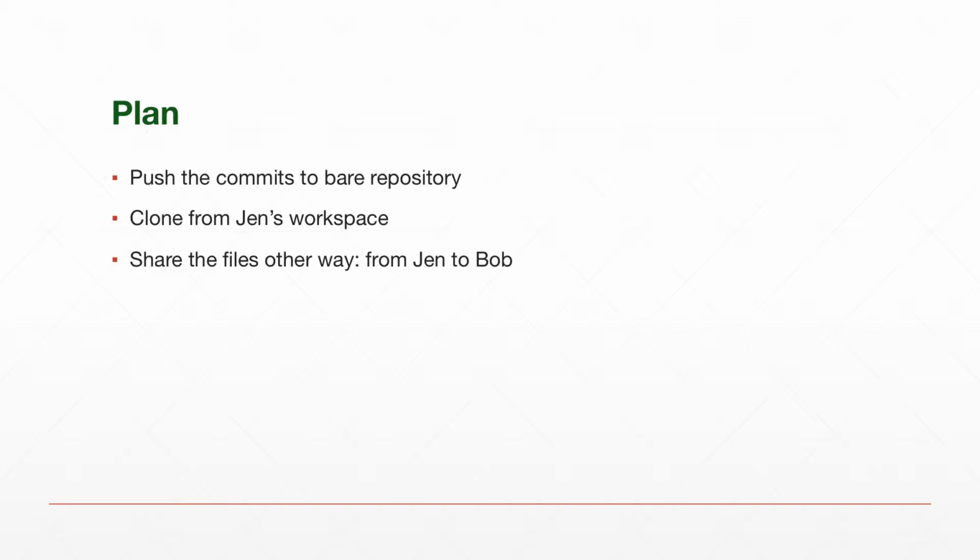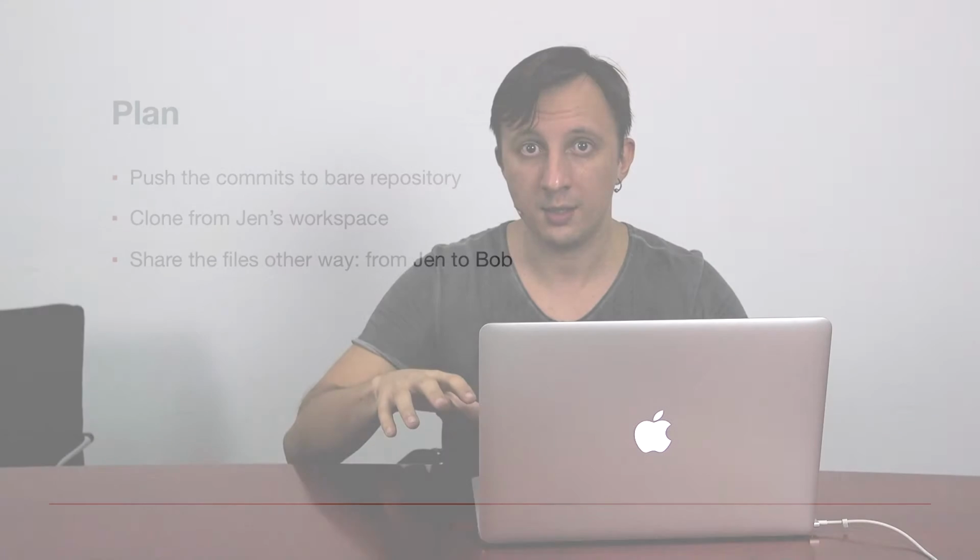Finally, we'll try to share the work the other way, from Jenny to Bobby. And if that works, we have a team that is all set to use Git. Jenny and Bobby seeing the same code, sharing the changes, and ready to work and build their amazing app. So now let's jump in and start from Bobby's workspace.